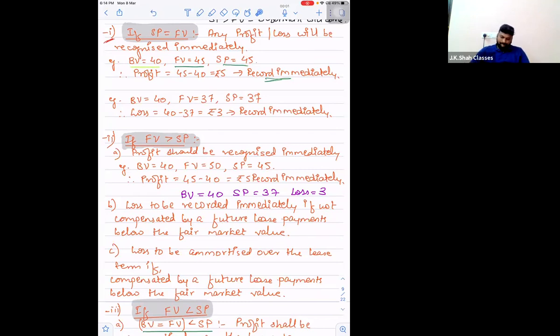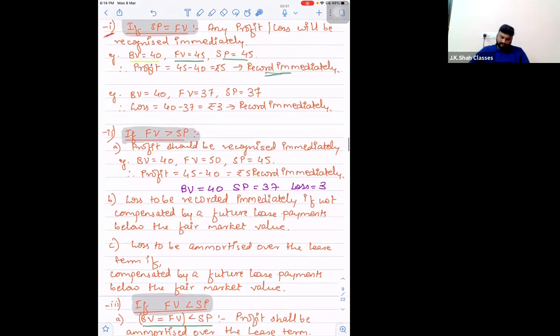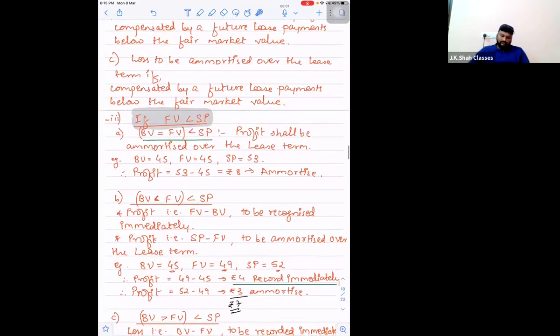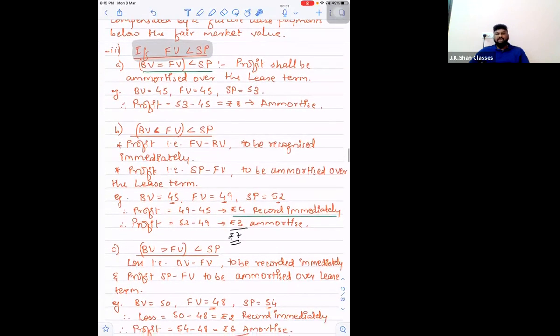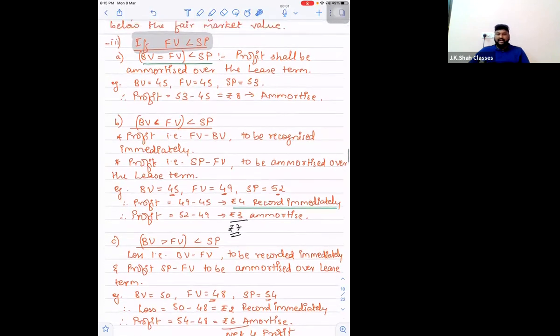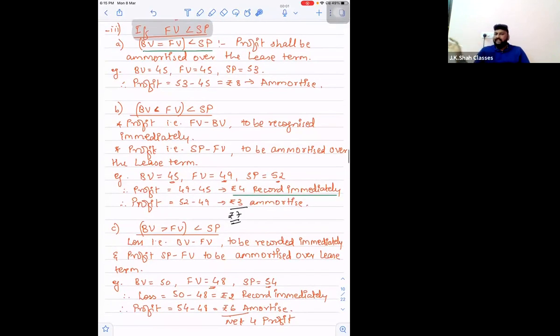Sir, I just have one doubt. Is there any minimum requirement that the similar lease rent should be this much more than the actual lease rent? Nothing, sir. Nothing. There are no criteria. Fair value is available. Go and check if a similar type of asset is available in the market.